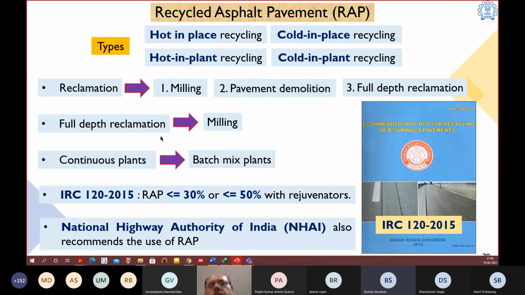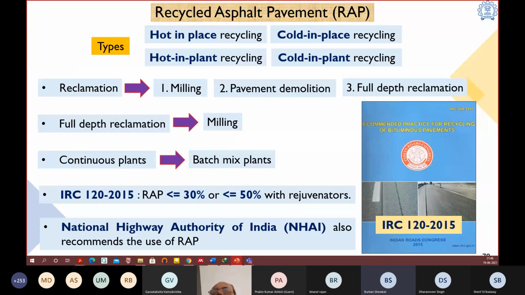Since we are moving towards the utilization of RAP mixes in India, we are also making a transition from the continuous plants to batch mix plants. Usually the continuous plants did not have any provisions for the introduction of the RAP materials. Therefore, the new batch mix plants that are coming into the industry have provisions for the introduction of the RAP material.